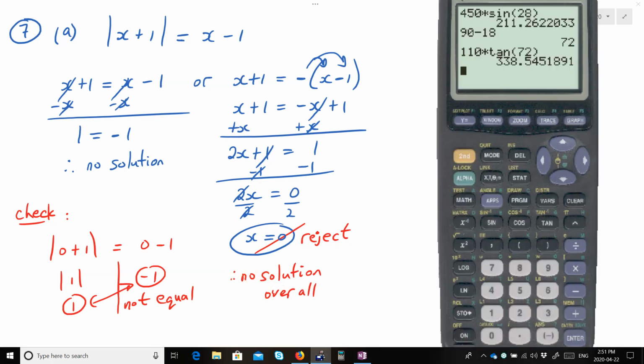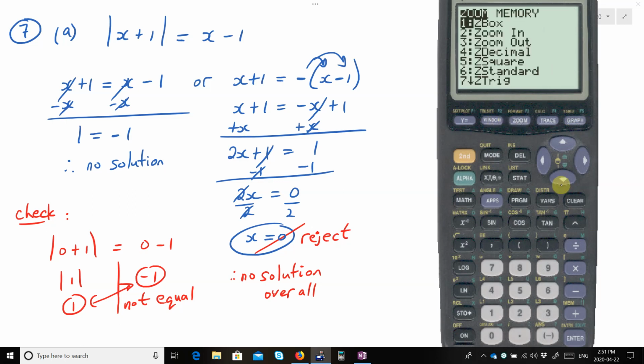Okay, and if you want to see a graphical interpretation of this, if we go over to Desmos, we could graph the absolute value of x plus 1, and then the other function is x minus 1. And we want to know where these two functions are equal to each other, or in terms of the graph, where do they cross? And if we graph that, I'm going to fix the grid here in a second. Since we got no solution, we should see that these two graphs don't cross.